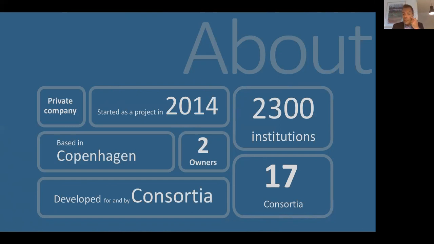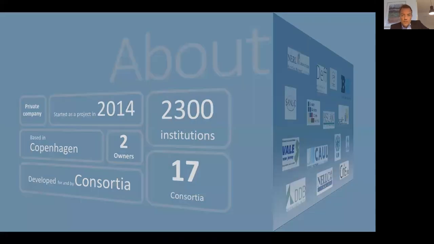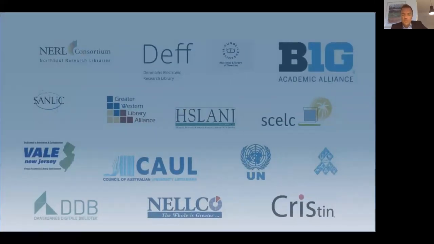We currently have 17 consortia on board, where CAUL is the most recent. I think we cover roughly 2,300 institutions that are doing their consortial renewals and purchasing through the system. I tried to put together a slide of some of the consortia. I'm not sure I got all of them. I'm not sure all of them have logos, but I've tried to put as many of them on here as possible.